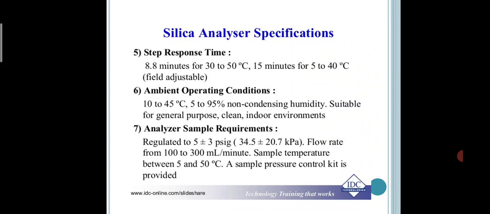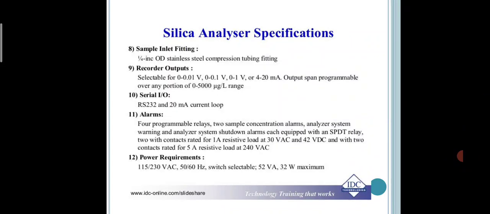Next, the ambient operating condition: 10 to 45 degrees Celsius, 5 to 95% non-condensing humidity, suitable for general purpose clean indoor environments. Analyzer sample requirements: regulator to 5 plus or minus 3 PSIG, flow rate from 100 to 300 milliliters per minute, sample temperature between 5 and 50 degrees Celsius. The sample pressure control kit is provided.